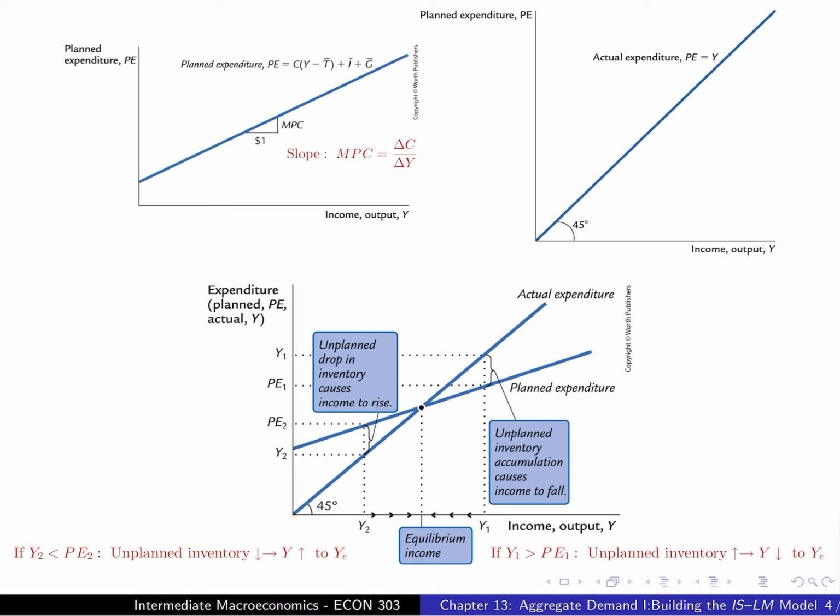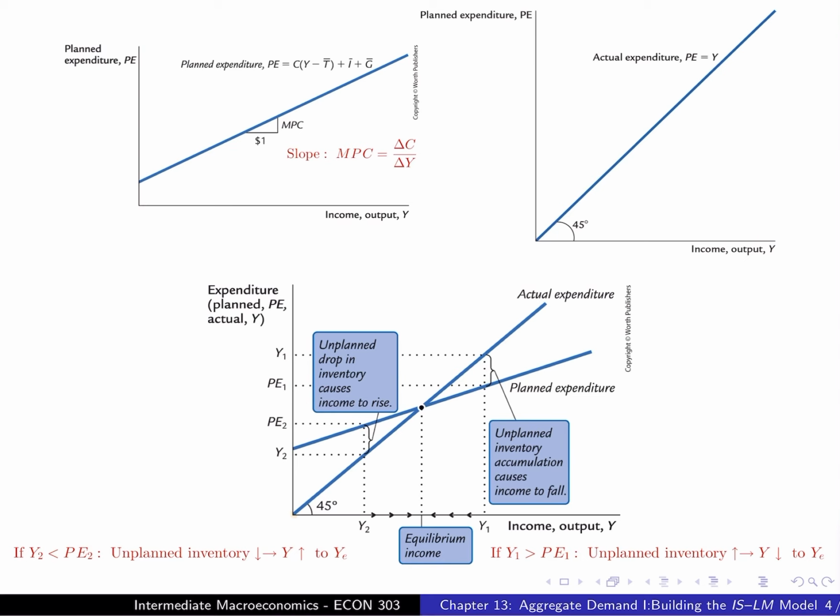If the economy is at point Y1, then Y1 is greater than PE1. It is unplanned inventory accumulation. Firms are producing more than households, businesses, and government plan to spend, so inventories rise. Firms respond by reducing production, causing output to fall toward YE.